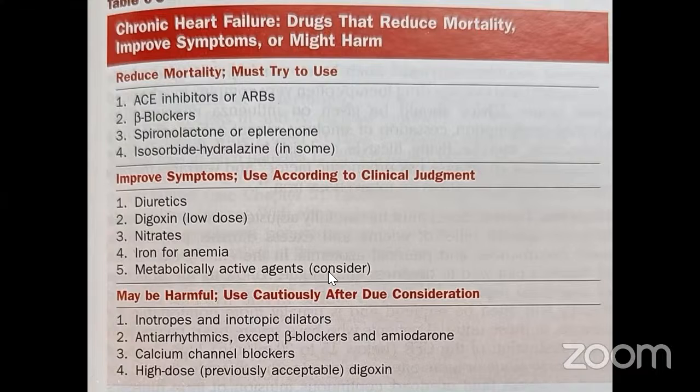Metabolically active drugs are considered when the disease is completely resistant, and the drugs are trimetazidine, ranolazine, and ivabradine, and sometimes nicorandil also. These drugs should be used only in exceptions and in emergencies. Inotropes and inotropic dilators, antiarrhythmics: don't use beta blockers and amiodarone, others can be used. Calcium channel blockers: don't use verapamil and diltiazem, others can be used, and see to it that you use them in combination.